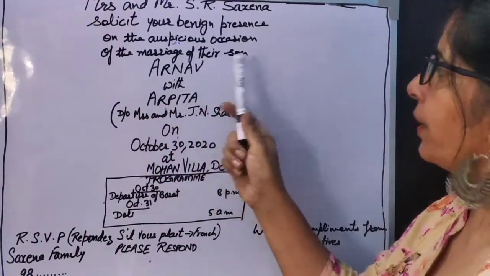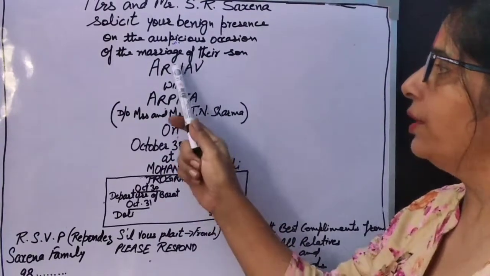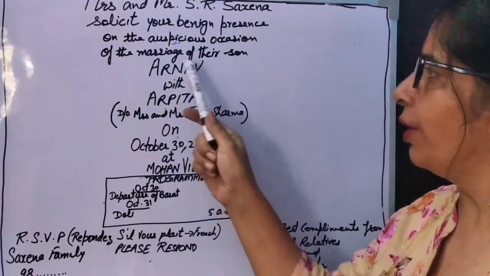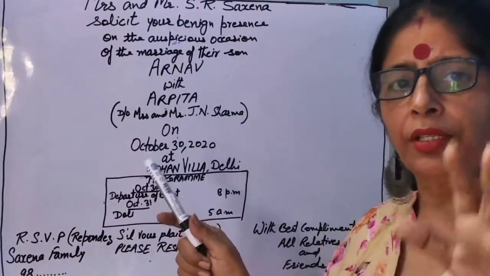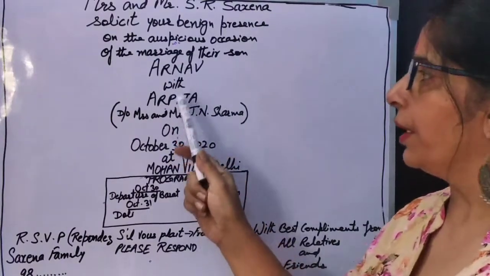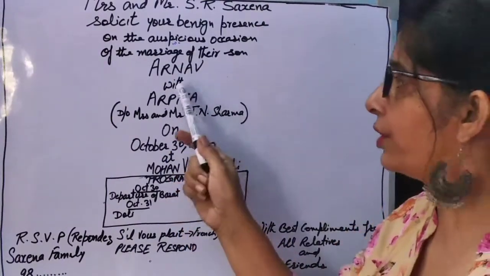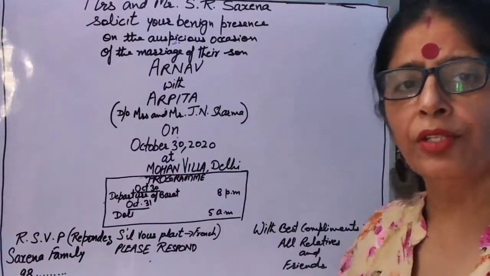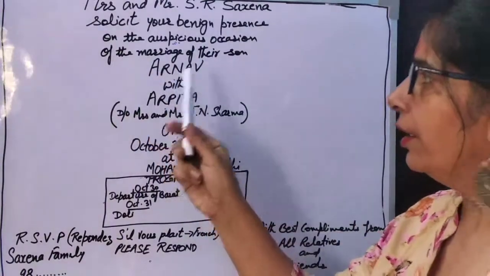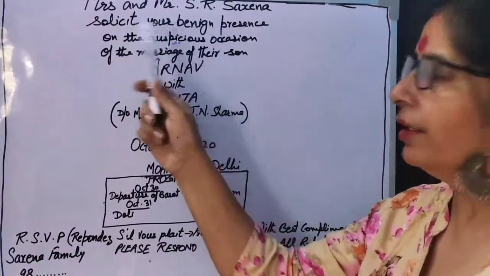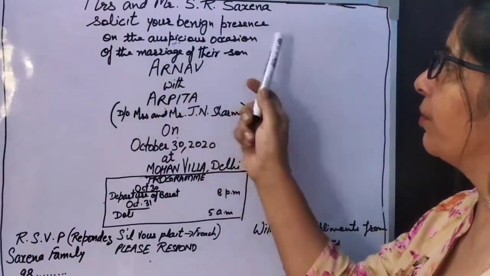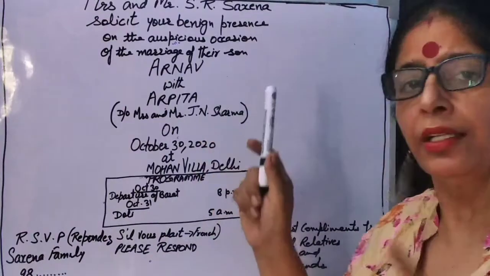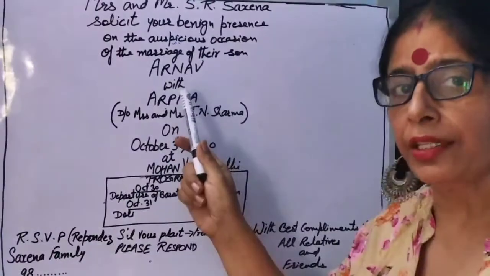So on the marriage of their son, Arnav with Arpita. Now these two names, Arnav is Mrs. and Mr. S R Saxena's son. You are to write these two names in capitals, because these are prominent names. Now remember, never ever write weds, because sometimes you might have seen some posters where it is written Arnav weds Arpita, but actually it is not starting from this. Here these two names are part of this sentence. This is in a way a single sentence: Mrs. and Mr. S R Saxena solicit your benign presence on the auspicious occasion of the marriage of their son Arnav with Arpita. This is one single line. So these two names are part of this line. That's why you have to write with only, not weds.